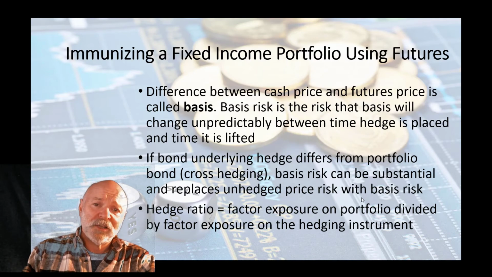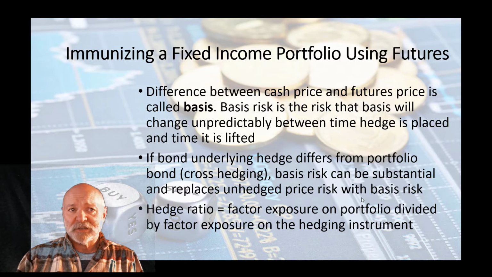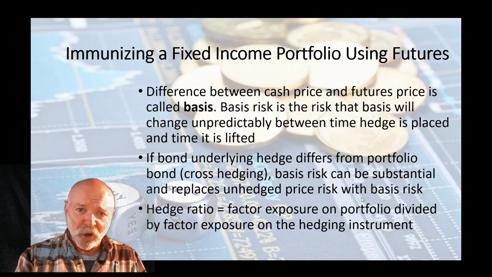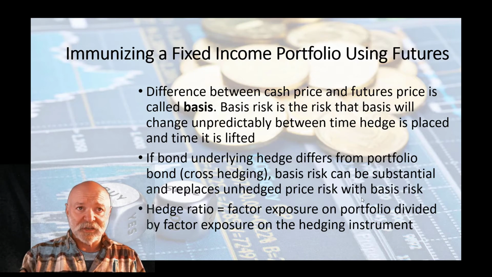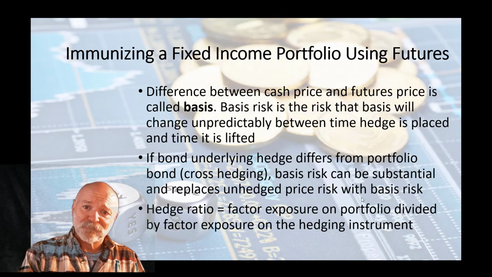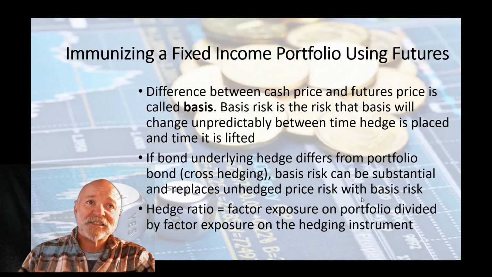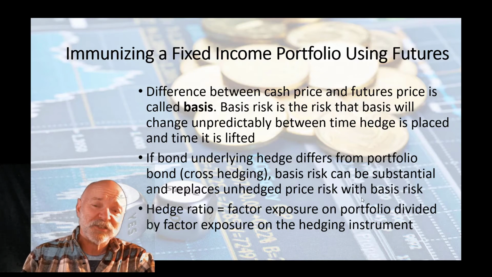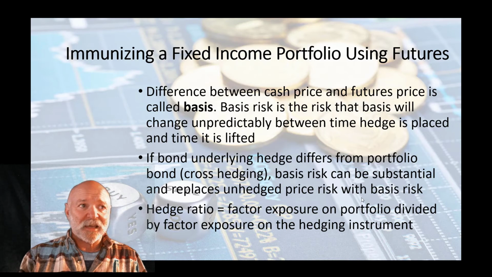Now, the way that we immunize or protect our portfolio using futures is essentially to identify the difference between the spot market price, and we also call that the cash price, and the futures price. If it's a very narrow or wide amount of difference, well, that's described as basis. So the difference between the spot and the futures price is basis. Essentially, basis risk is the chance, the probability that basis will change unpredictably between the time that we enter into our contract and the time we need to cash in.